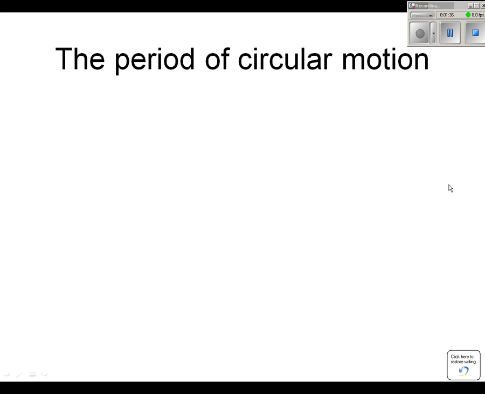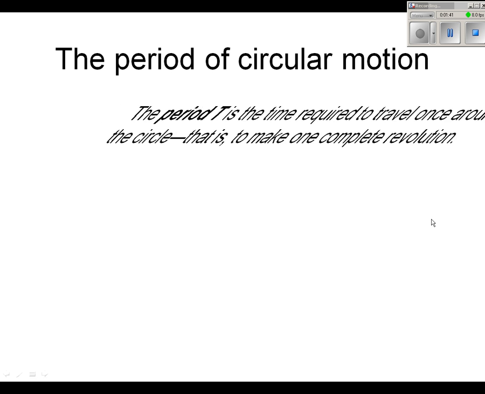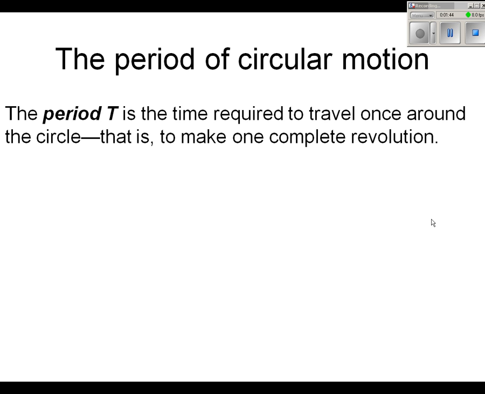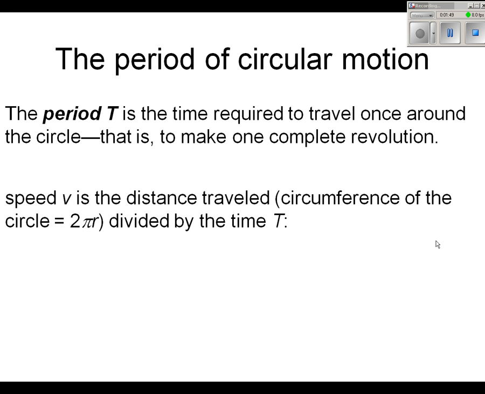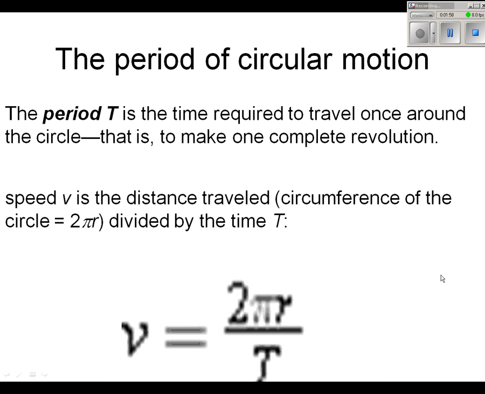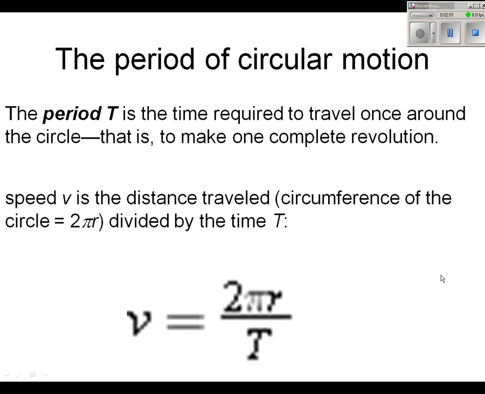The next thing we're going to study is the period of circular motion. The period is just the time it takes to go once around the circle. That's the definition of it. To make one complete revolution, how much time does it take? The speed, which is distance divided by time, is circumference divided by the period. Our distance is 2 pi r, and our period is the time. So we're doing 2 pi r divided by T.